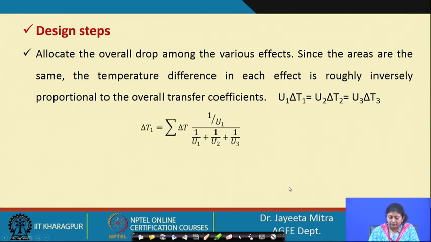That means if we want to calculate delta T1, it will be equal to the summation of delta T times 1 by U1 divided by 1 by U1 plus 1 by U2 plus 1 by U3.